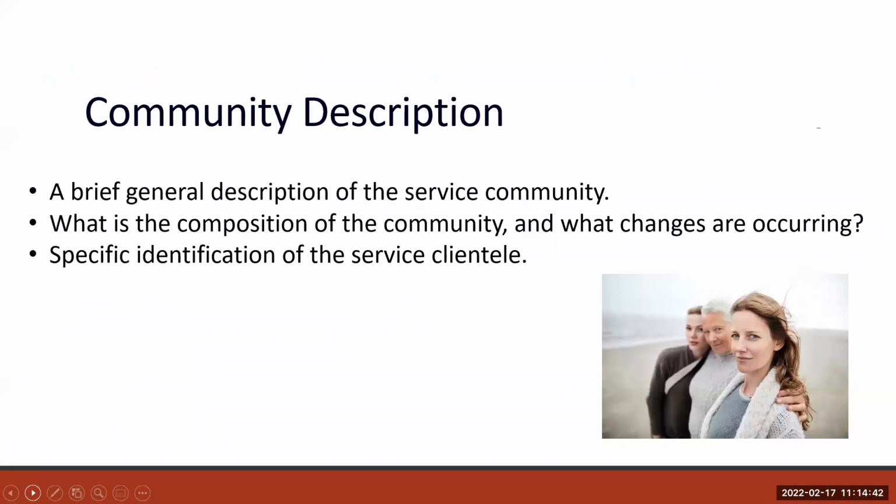So this is community description. It was the element that June Pinnell-Stephens didn't consider essential, but I personally think it is.